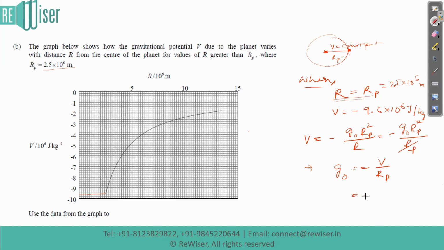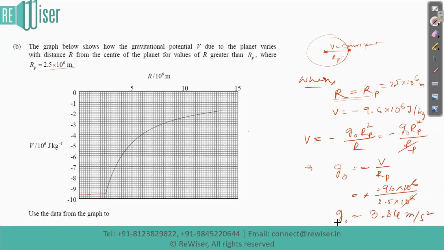Now V is minus 9.6 into 10 to the power 6 joules per kg, and Rp is 2.5 into 10 to the power 6. So this one gets cancelled. This minus minus becomes plus. So we are finally going to get 9.6 divided by 2.5, which is 3.84 meters per second square.